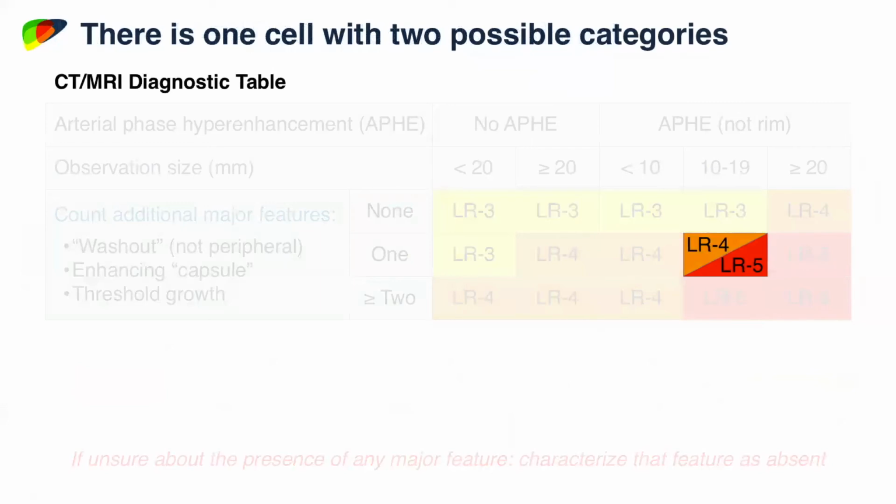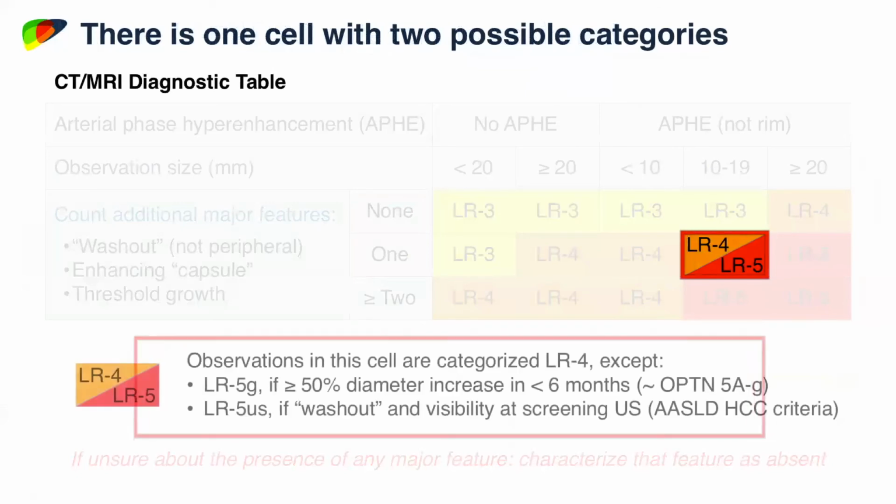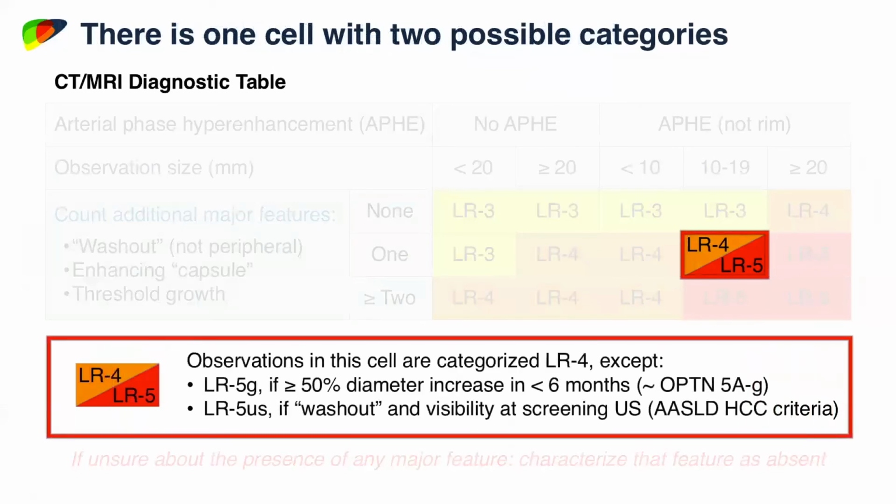Now, there's one cell that has 2 possible categories. That's LI-RADS-4, LI-RADS-5. Observations in this cell are either a LI-RADS-4 or a LI-RADS-5. So generally, we call them LI-RADS-4, but there's 2 exceptions. If the lesion is growing, we call it a LI-RADS-5G, G for growing. If the lesion has washout and was visible at ultrasound, we call it a LI-RADS-5US.